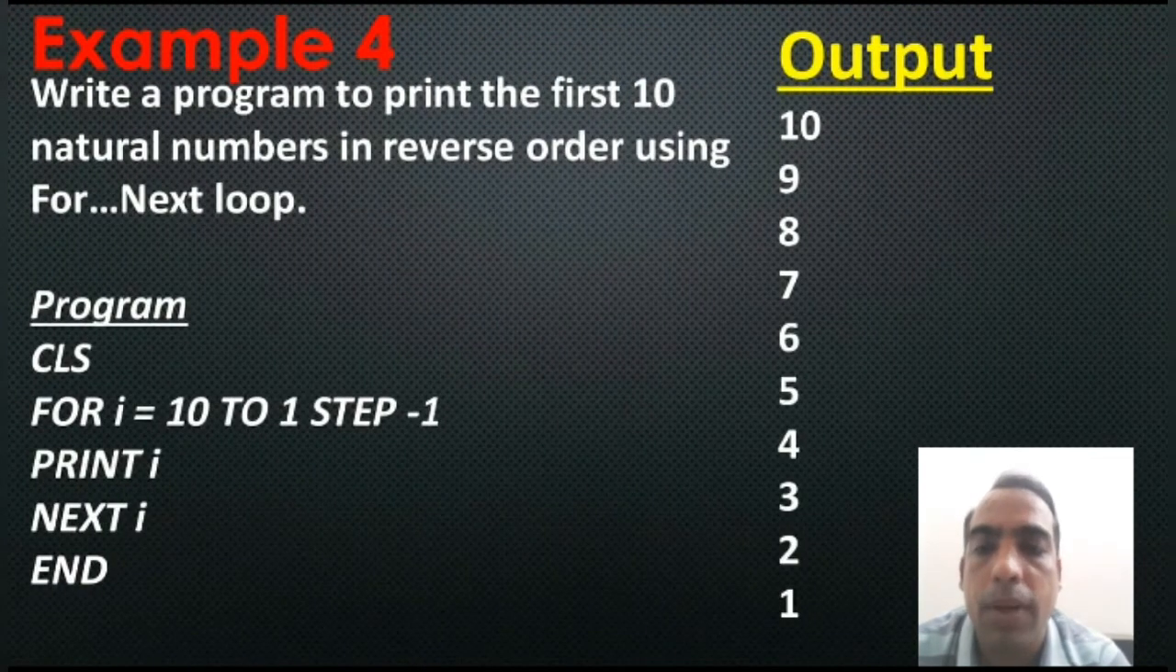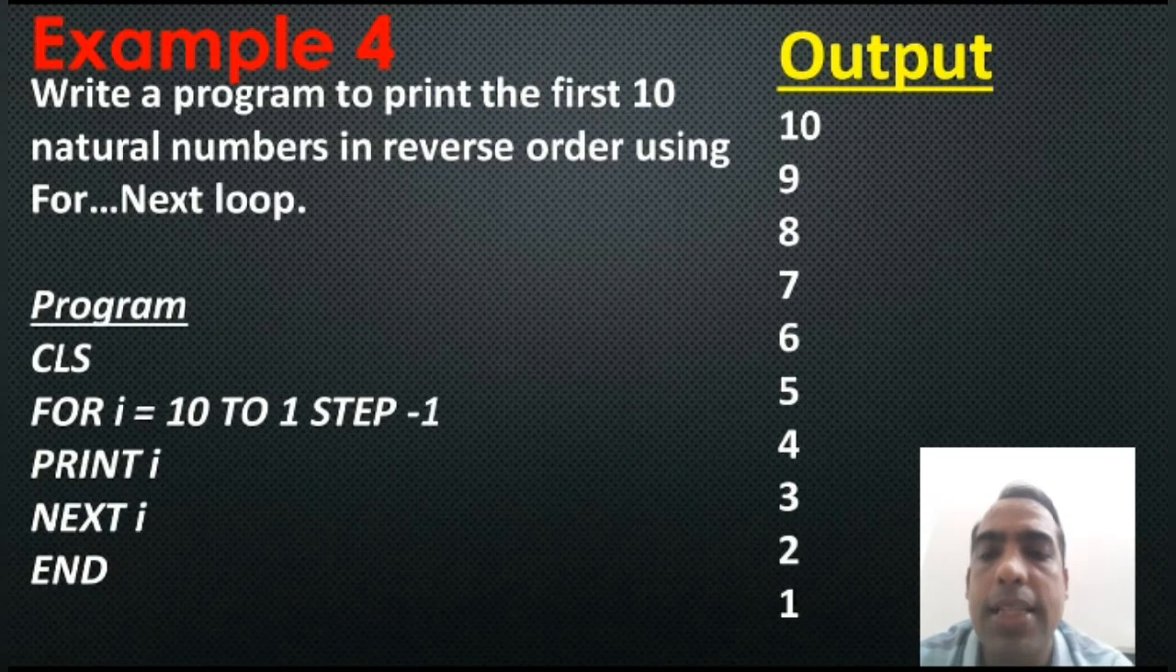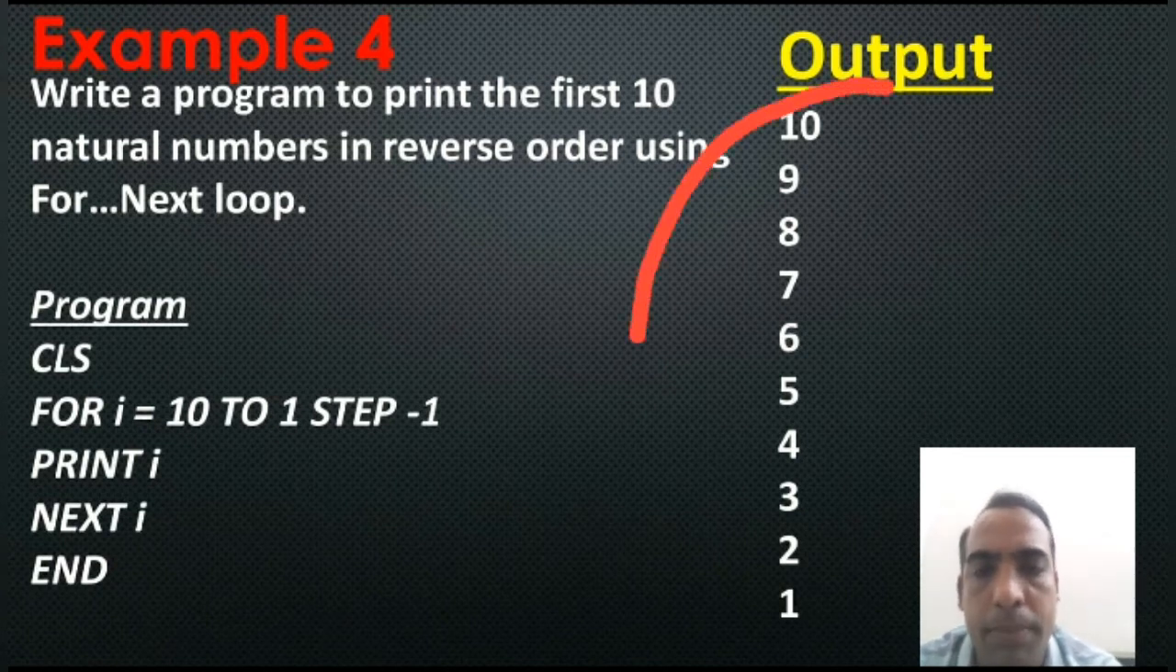Example 4. Write a program to print the first 10 natural numbers in reverse order using the for next loop. First we have to write CLS to clear the output screen, then for I equals to 10 to 1, step -1. Because in this program we have to print the first 10 natural numbers in reverse order, that's why we have to write step -1. Then print I, then next I, then end. You can see the output of this program.